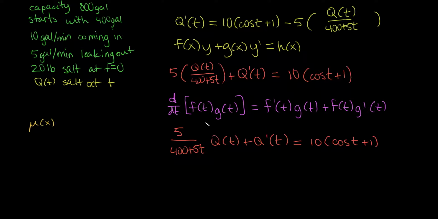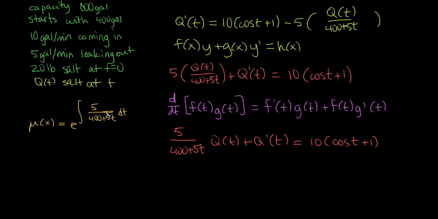So when we multiply a function in, we're going to get the derivative on the q of t and then the regular function on the q prime of t. So at the risk of being too abstract here, let me propose a function, mu of x, that might work, and let's see if it does. So what I propose we should do is multiply into each side e to the integral of 5 divided by 400 plus 5t dt.